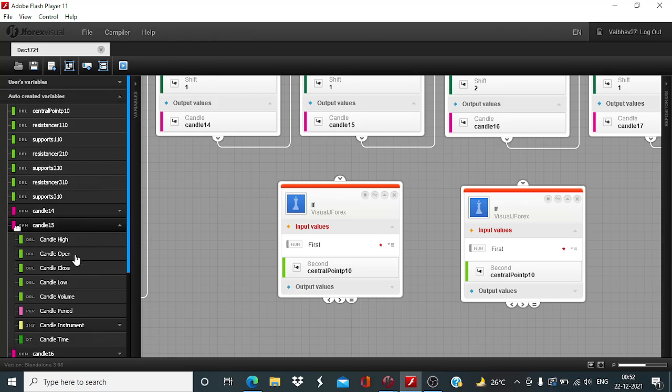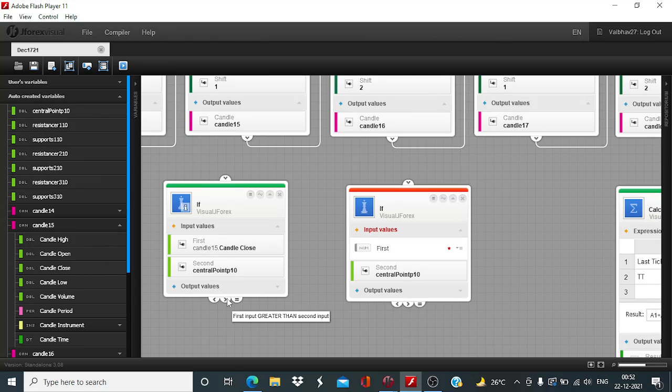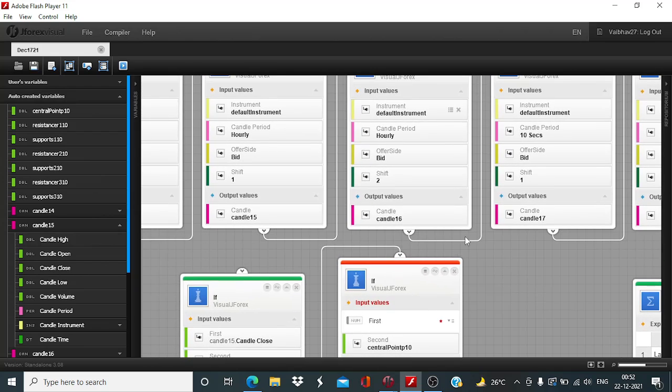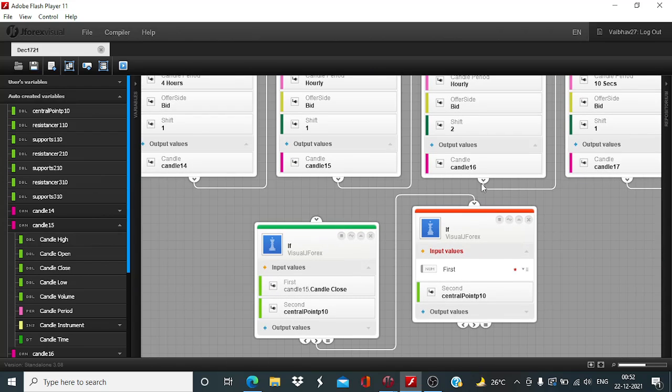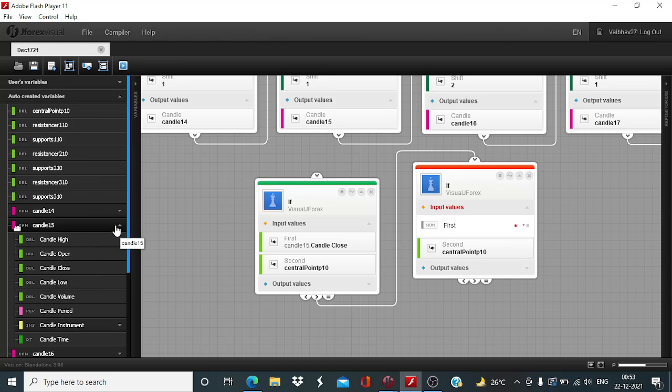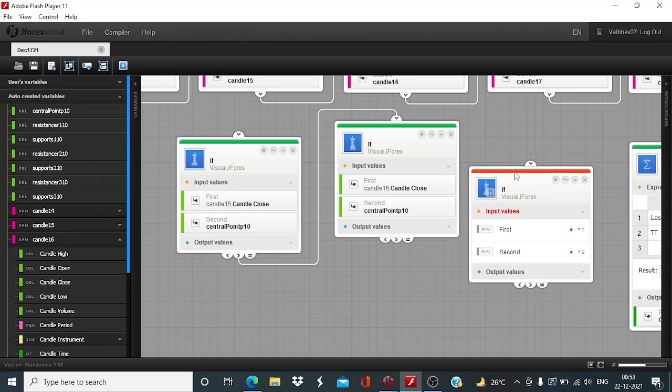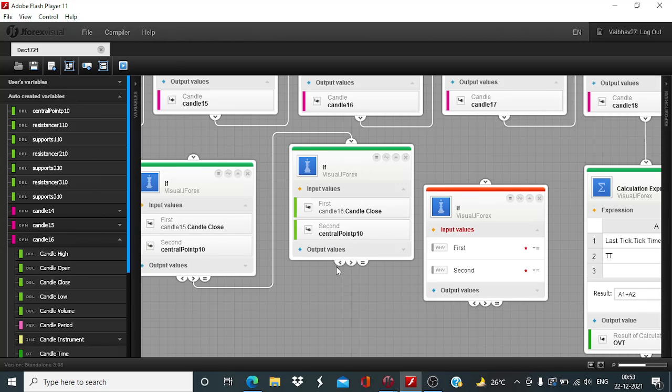Auto created variables, candle 15 candle close, first input greater than second input, and candle 16 which has a look back period of 2. So that means it is the prior historical hourly candle prior to this candle 15, and its closing value will need to have been less than the central point P10. First input less than second input.